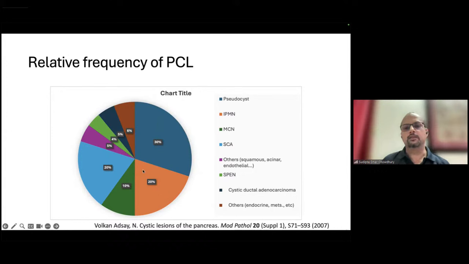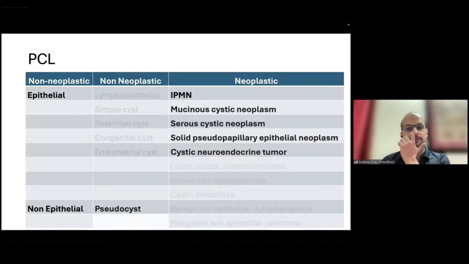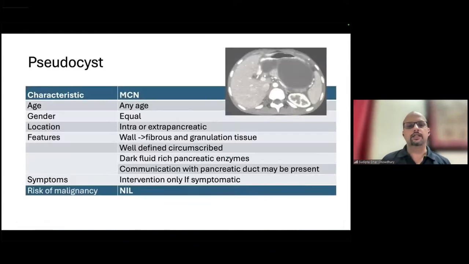Also, among the neoplastic cysts, more common are the IPMNs, mucinous cystic neoplasms, and serous cystadenomas. Others constitute a very small percentage of the cystic lesions that we see in clinical practice. So for the purpose of today's discussion, I will restrict my talk primarily to the neoplastic ones, which are IPMN, MCN, serous cystadenomas, SPEN, and cystic neuroendocrine tumor, and the non-neoplastic ones, pseudocysts, which we see very commonly. So I'll go briefly into the morphology and presentation of each.